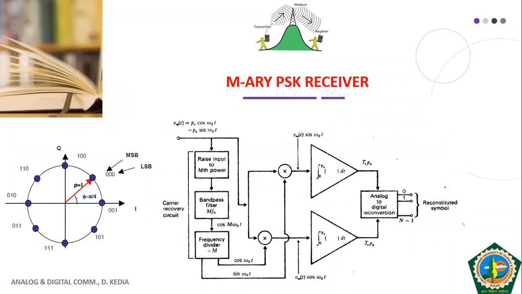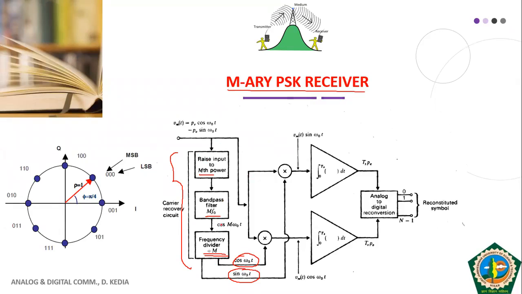So after looking into the M-ary PSK transmitter, now we can easily make out what our M-ary PSK receiver will look like. Your QPSK receiver has been generalized straight away here. On the left hand side we have the carrier recovery circuit. Since it is our M-ary PSK receiver, we first raise to the mth power, then a band pass filter centered around m f naught, then a frequency divider gives you divide by m frequency, and then we get two frequencies in quadrature: sine omega naught t and cos omega naught t.